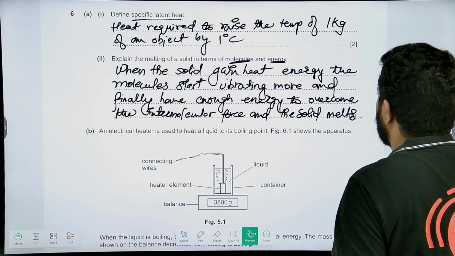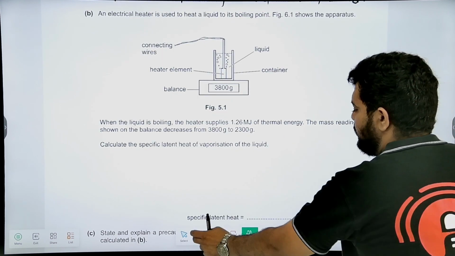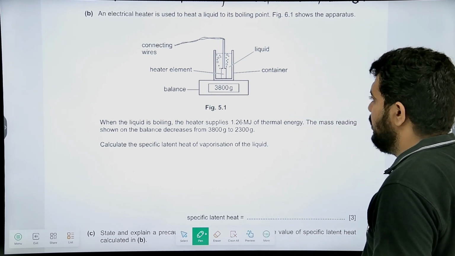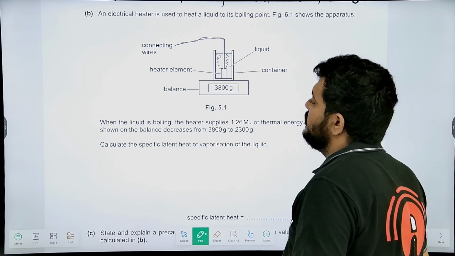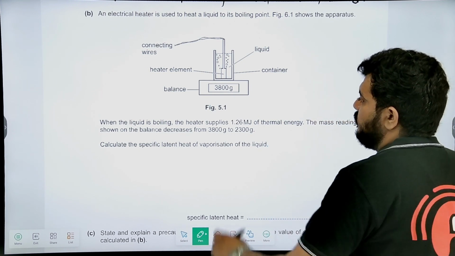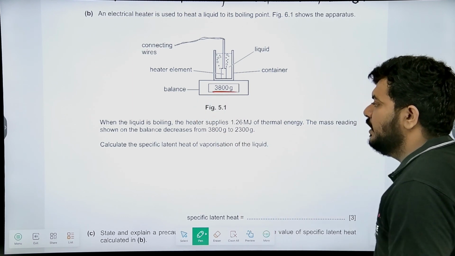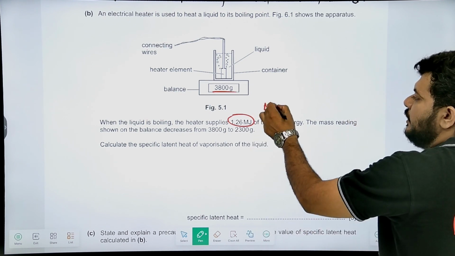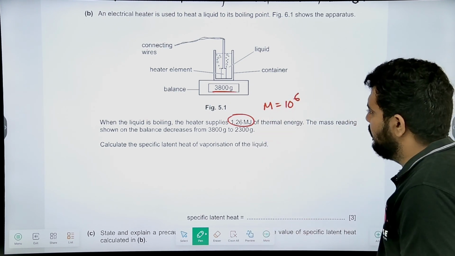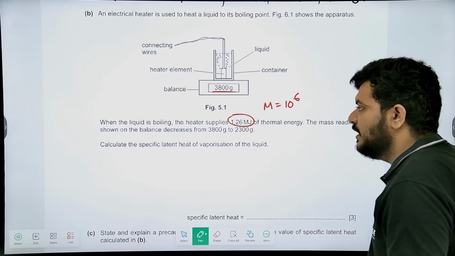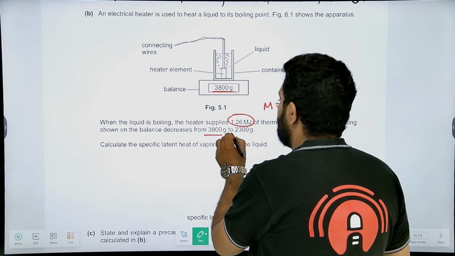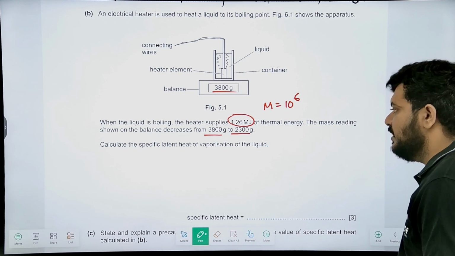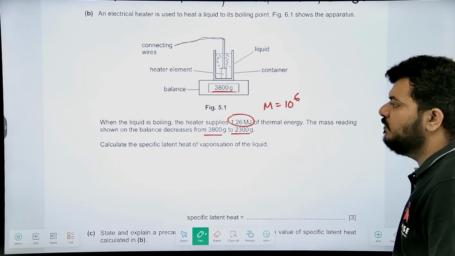Let's see what is the next question. Next question is, an electrical heater is used to heat a liquid to its boiling point. Figure 6.1 shows the apparatus when the liquid is boiling. So we have 3800 grams of liquid. The heater supplies 1.26 megajoules. Mega is 10 to the power 6 joules of thermal energy. The mass reading shown on the balance decreases from 3800 to 2300 gram. Calculate the specific latent heat of vaporization of liquid.